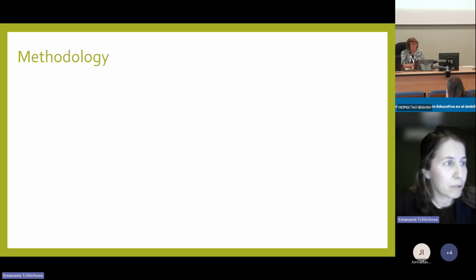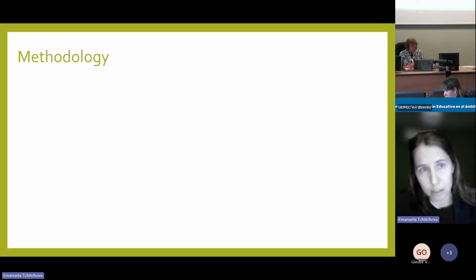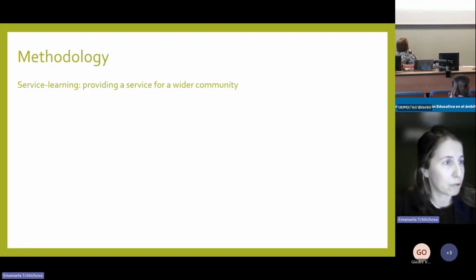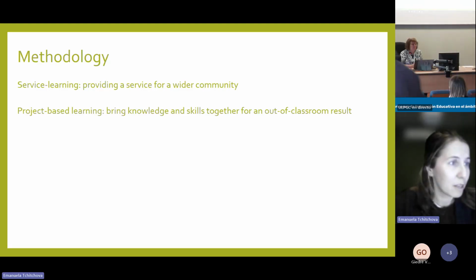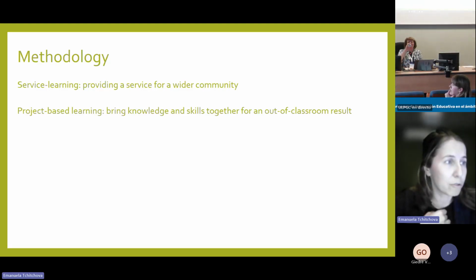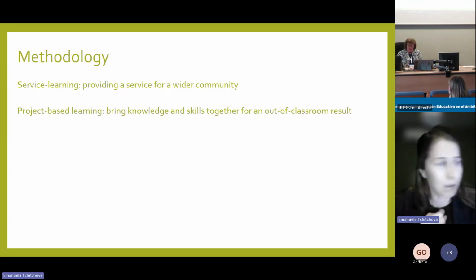The experiment is closely related to a few out-of-classroom teaching learning processes. First, it can be seen as part of service learning, a process where students apply their academic skills and knowledge in real-life situations to provide a service for a wider community, this community being the high school students. Much more clearly, we can see the involvement of project-based learning. In this experiment, students connect their skills and knowledge to a real-life situation and make it work, providing a real out-of-class outcome.